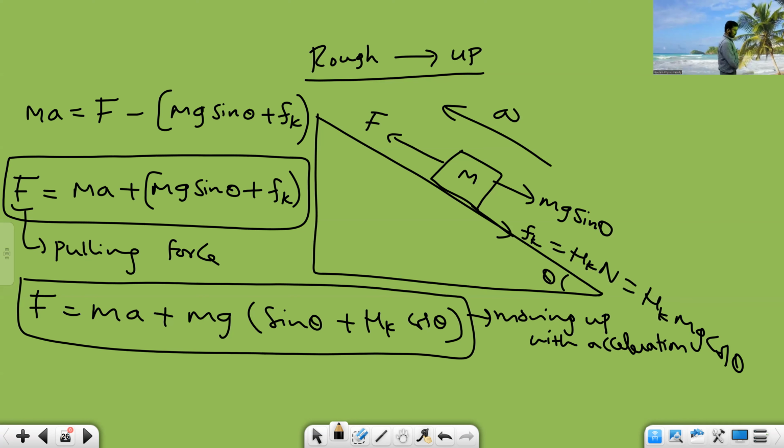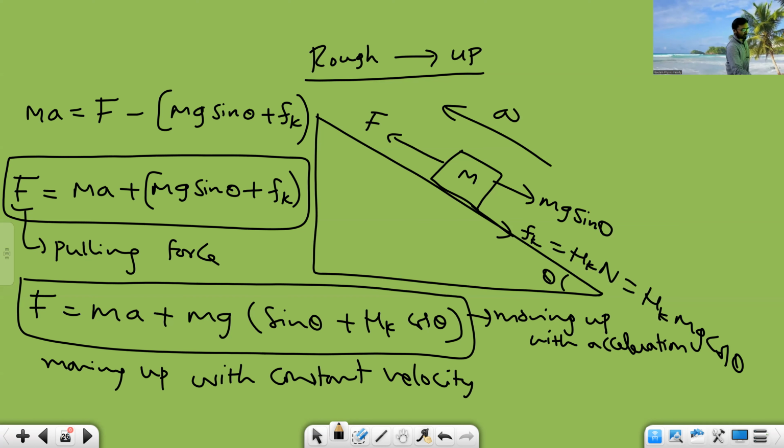Now suppose it is moving up with a constant velocity. Moving up with constant velocity means in the above expression you simply put acceleration equal to 0, so that it is moving with a constant velocity.